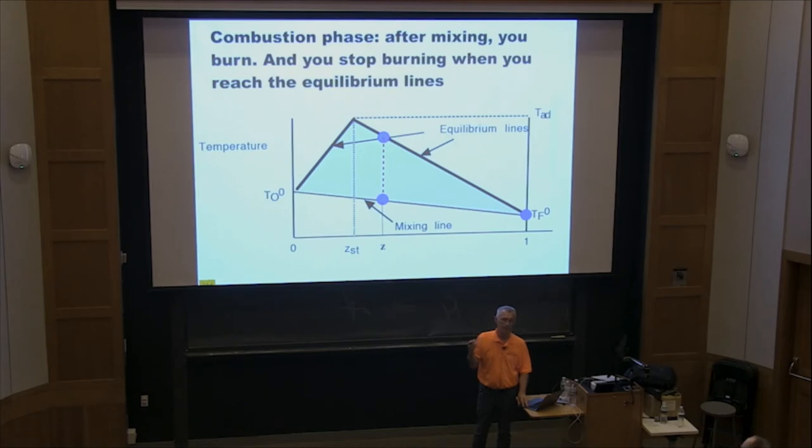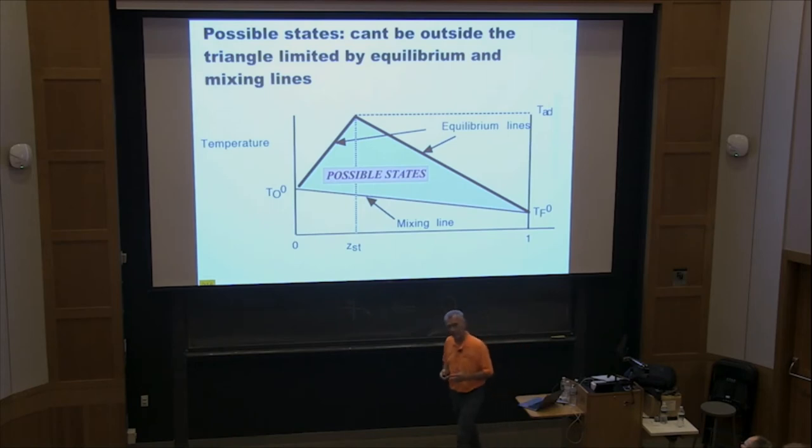Okay? It cannot go above it. It's not possible, because this is the equilibrium line. You cannot go beyond it, which really means that in diffusion flames, there's this triangle of what we call possible states. If you go in an experiment and you measure Z, and you can do it today because you have a good laser system, and you measure temperature, you have to be in this triangle. Okay? Because you cannot be here, you cannot be here. You are breaking some enthalpy conservation. You have to be inside this triangle. It could be anywhere, but it has to be there.